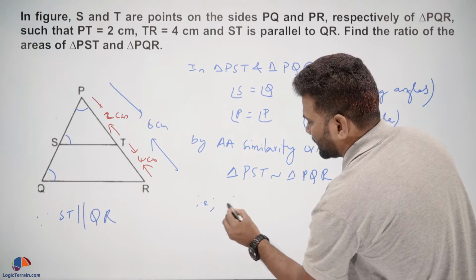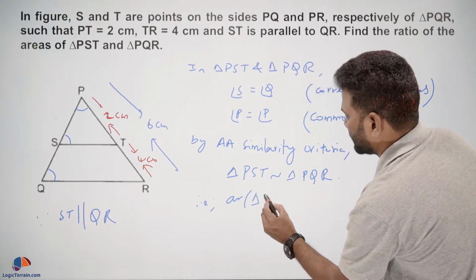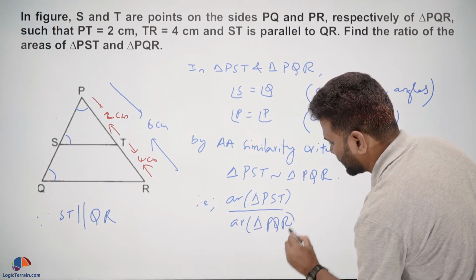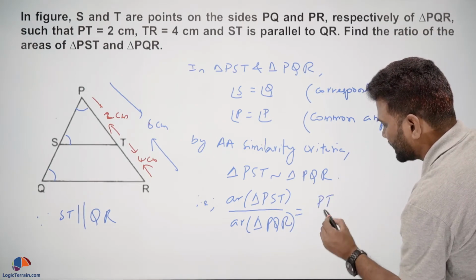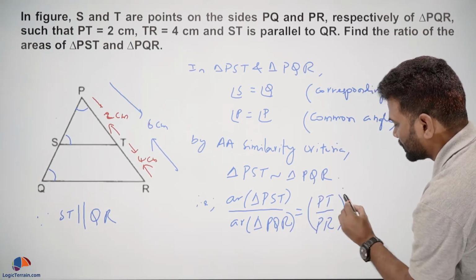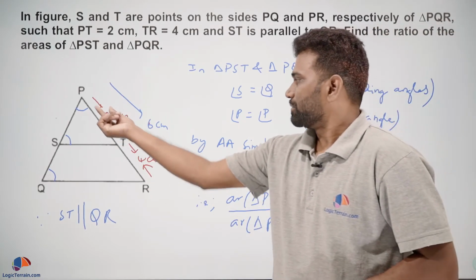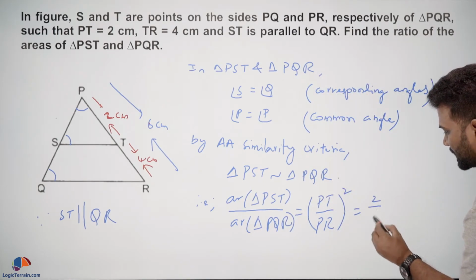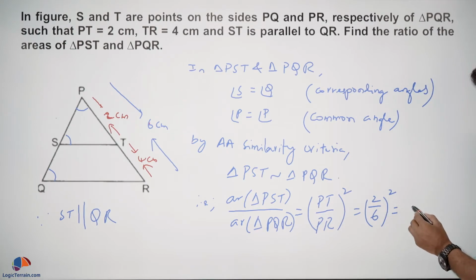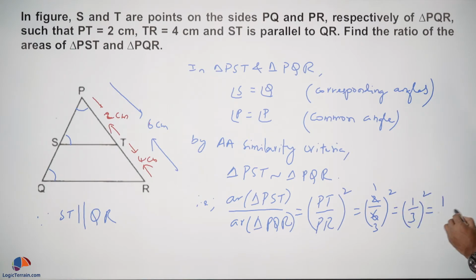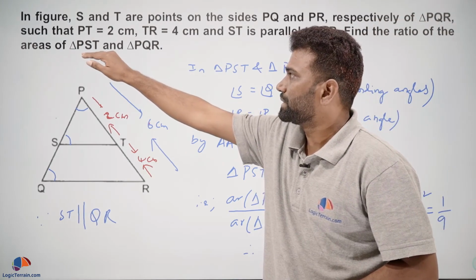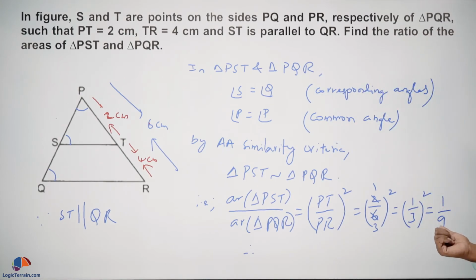That is, area of triangle PST upon area of triangle PQR is equal to PT upon PR whole square. We have PT and we have PR, so substituting, that is 2 upon 6 whole square, which is equal to 1 upon 3 whole square. 1 squared is 1, 3 squared is 9. Therefore, the ratio of the areas of triangle PST and PQR is equal to 1:9.